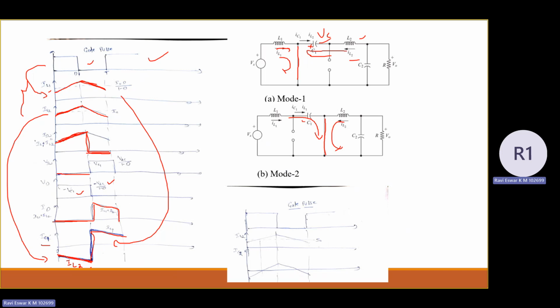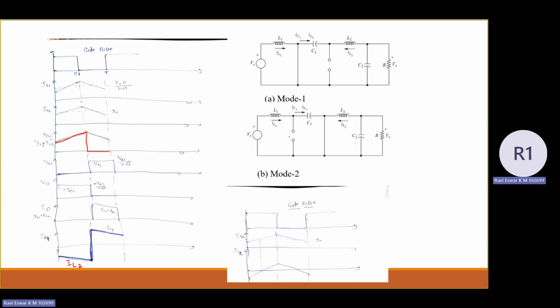It is blocking the VC1 voltage. You can observe here, once the diode gets turned on, the VC1 voltage comes across the switch. So the VC1 is given as VDC by 1 minus D. So it is blocking the forward voltage of VDC by 1 minus D. This is how you can analyze the model graphs for the Buck converter.